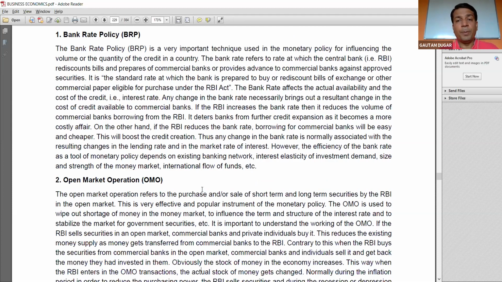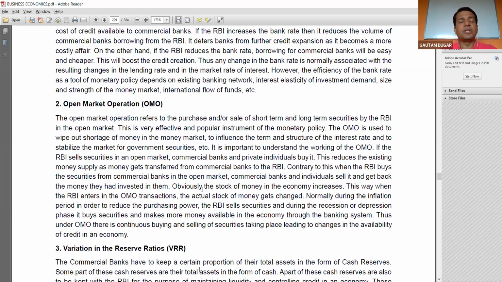One is OMO, the open market operations. Open market operations: what? Purchase and sale of long-term or short-term securities, basically bonds or securities, by the RBI in the open market. Now, how does it affect the credit creation process? If the RBI wants to reduce the flow of credit in the economy, it will issue bonds in the market. It will issue government securities in the market.